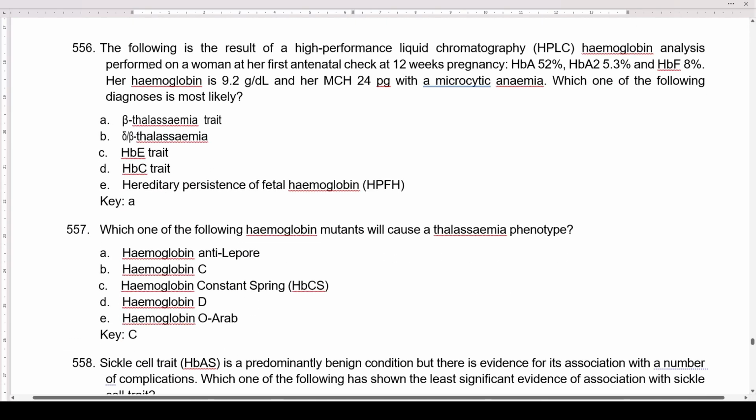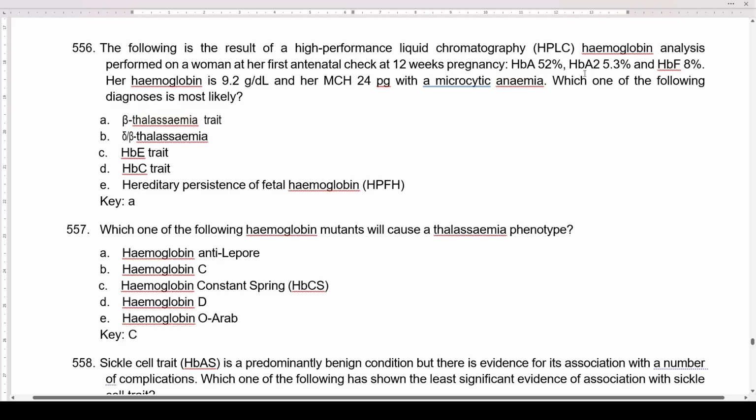Next, the following is the result of an HPLC performed on a woman at antenatal checkup, at 12 weeks of pregnancy. Now you will solve it by yourself. This is a simple one. HbA is 52, HbA2 is 5.3%, and HbF is 8%. Hemoglobin is 9.2. It is a microcytic hypochromic anemia. Which of the following diagnoses is most likely? Same options.